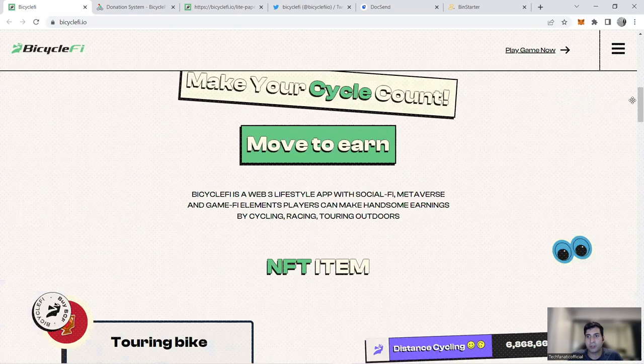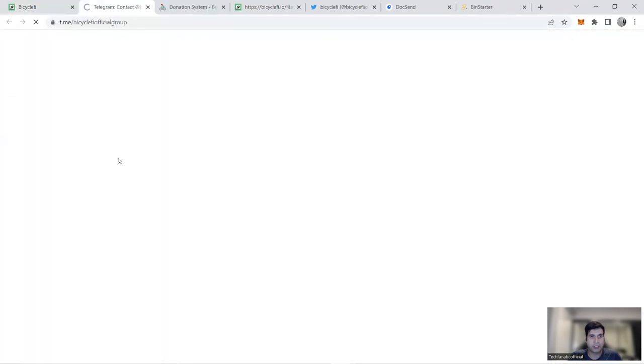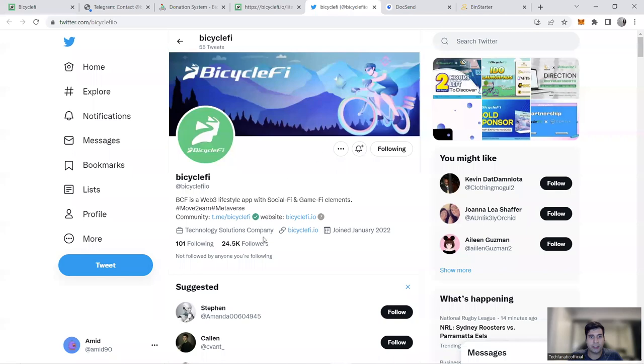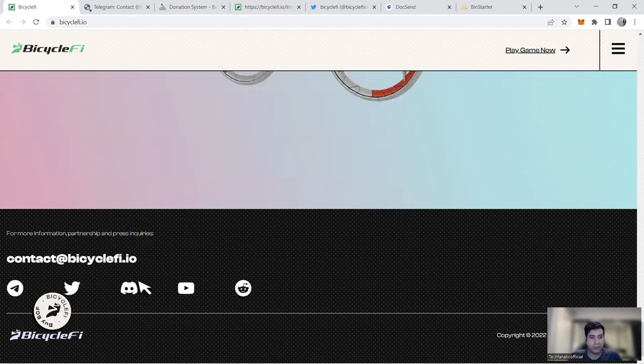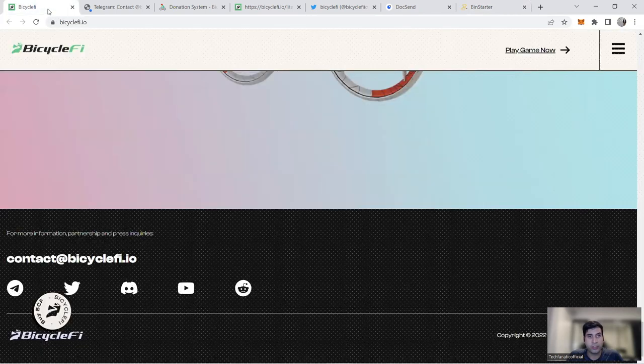In terms of social media, you can find their social media details on the website. They've got Telegram groups in Vietnamese and English. The English group has 65,000 members. Twitter has 25K members, and they have a Vietnamese group. The Discord as well is quite active. So they've very quickly, I think because of everyone's interest in the Move-to-earn space, moved to support the project.